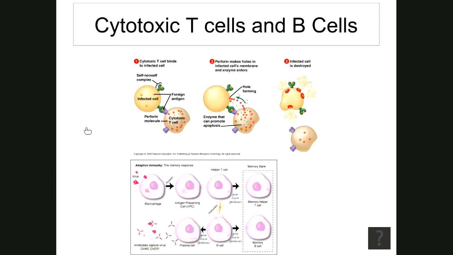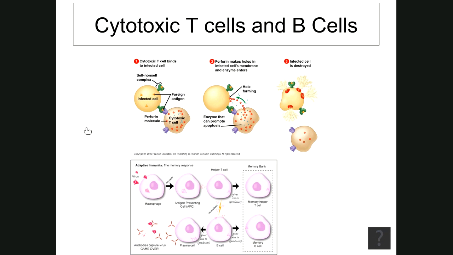And suppressor T cells inhibit the activation and function of T and B cells. That means that the suppressors are going to help to control the activity of the helper cells and the cytotoxic T cells.